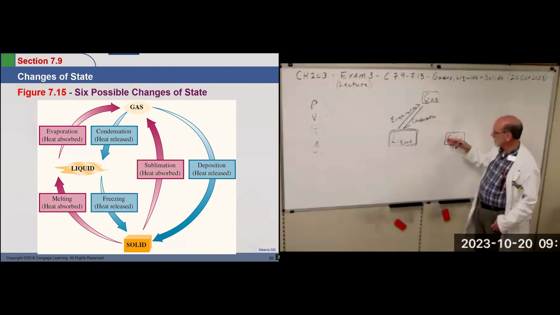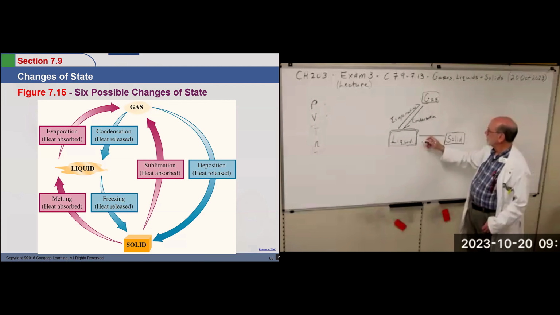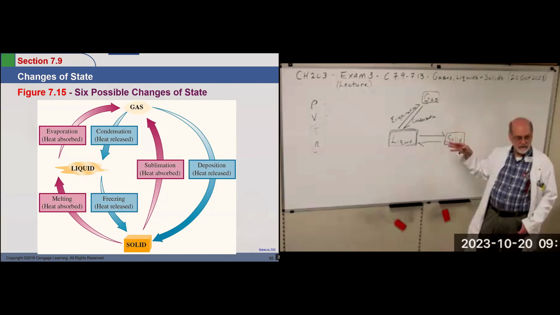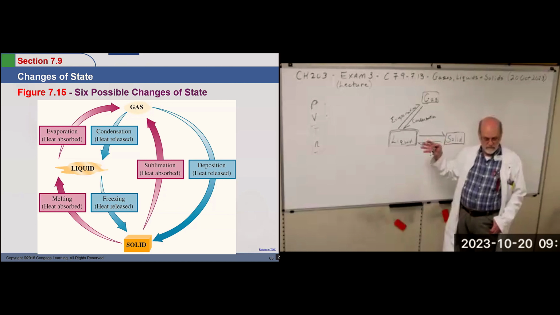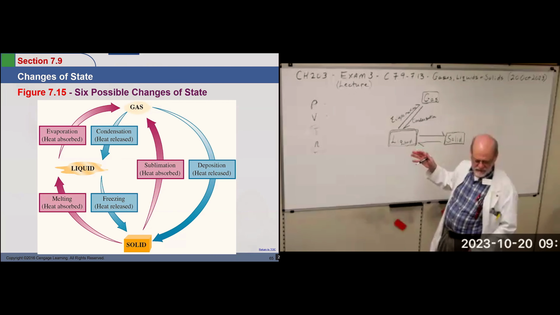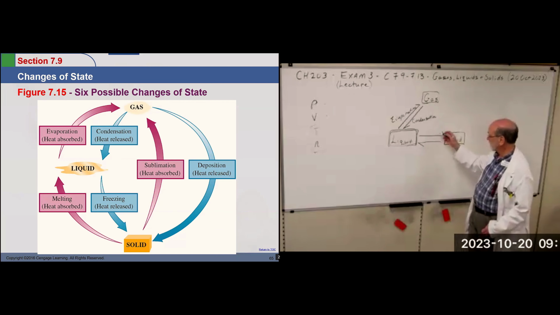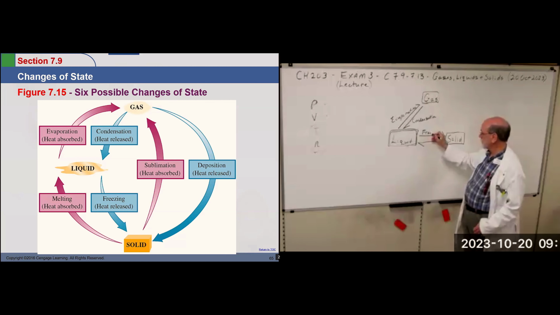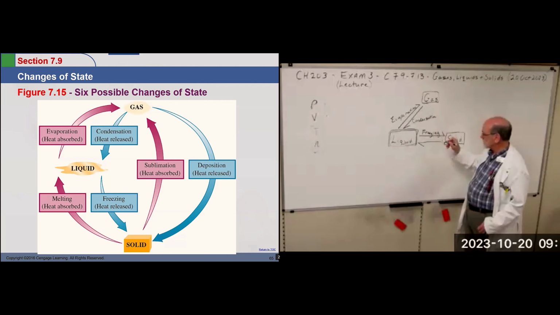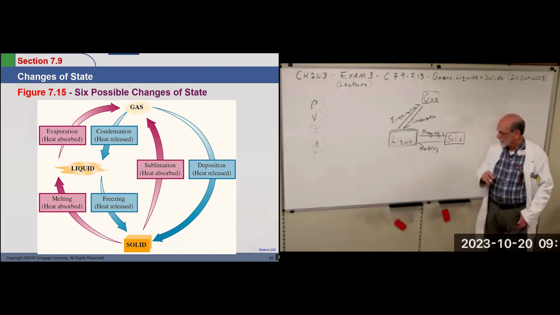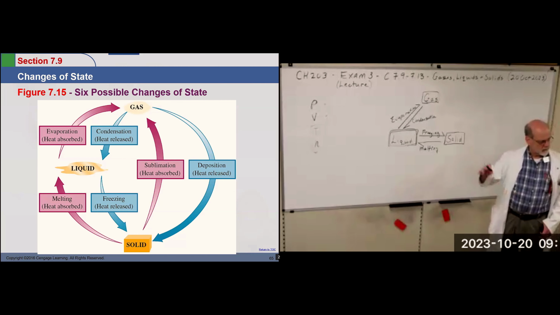Okay. What if you went from a liquid to a solid? I'm on the outside going that direction. So if I went from a liquid to a solid, there are various names you can use. Freezing. Will be consistent with the authors. And solid to liquid is melting. Those are fairly common, and we know what they are.